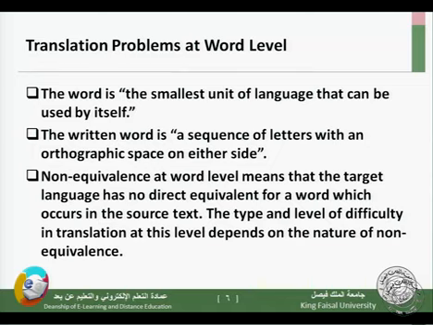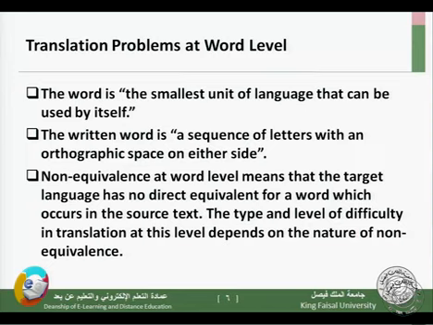Okay? So the type and level of difficulty in translation at this level depends on the nature of the non-equivalence. You see? Now, how difficult the translation between Arabic and English, or English and Arabic, really depends on what? On the nature of non-equivalence.